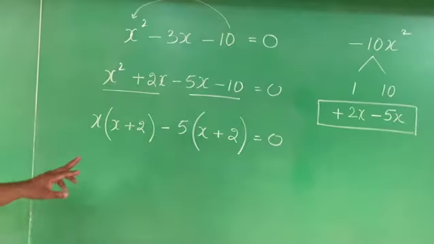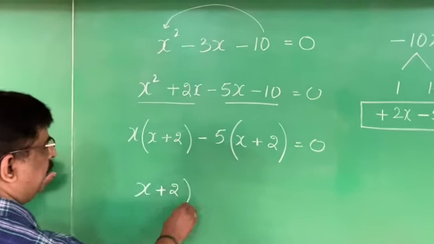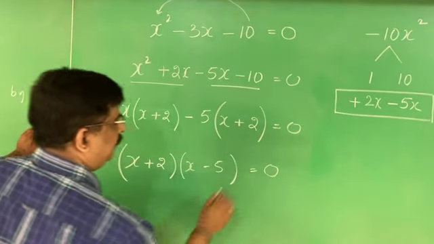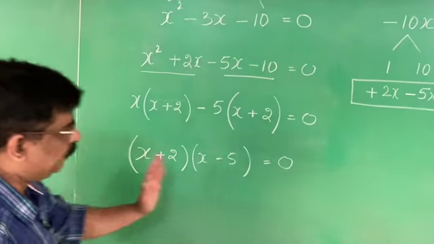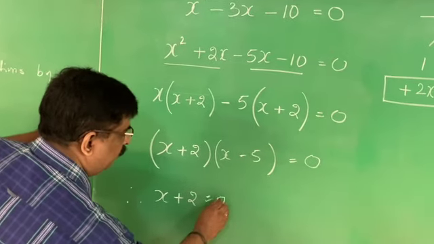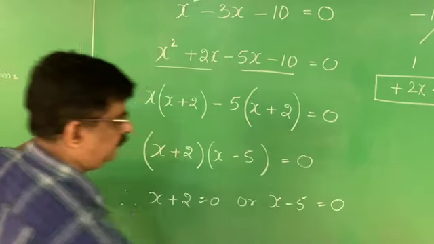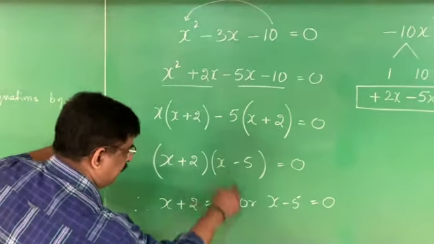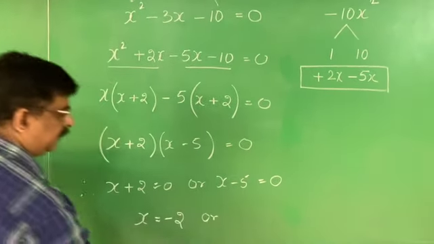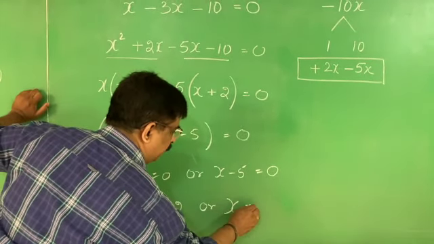Right? Now, between these two, which is common? x plus 2 is common, into what is left, x minus 5 is equal to 0. Now, when product of two terms is equal to 0, either of the numbers is equal to 0. Therefore, x plus 2 is equal to 0 or x minus 5 is equal to 0. Right? If plus 2 is transferred to that side, it becomes x is equal to minus 2, or x minus 5 is equal to 0. If minus 5 is transferred to that side, it becomes x is equal to plus 5.